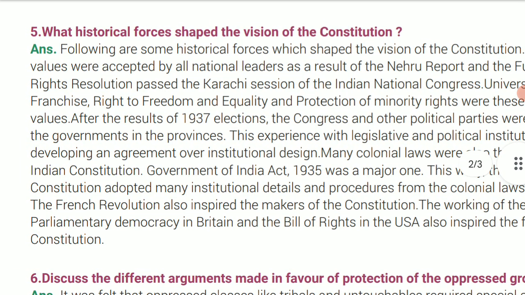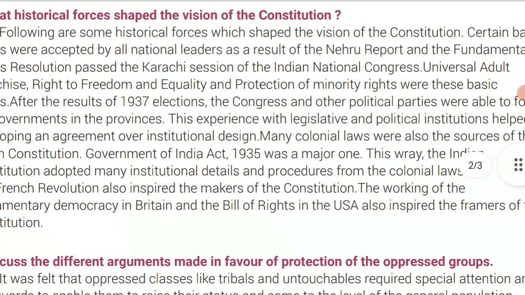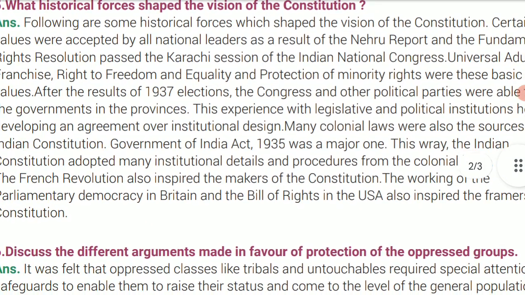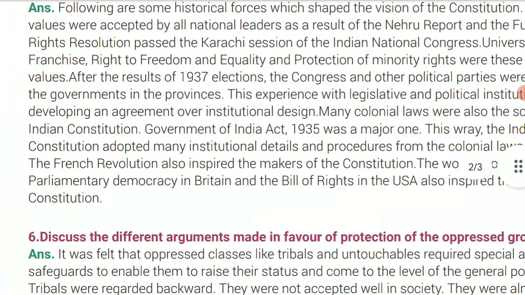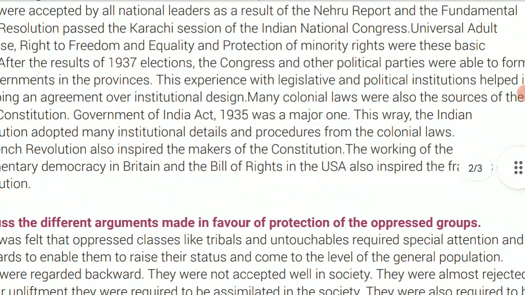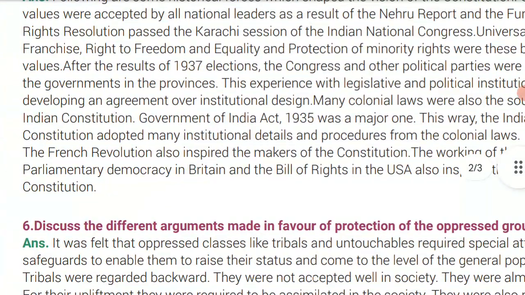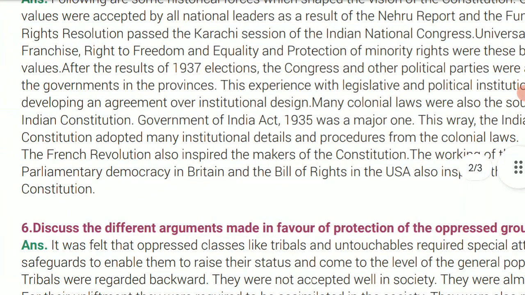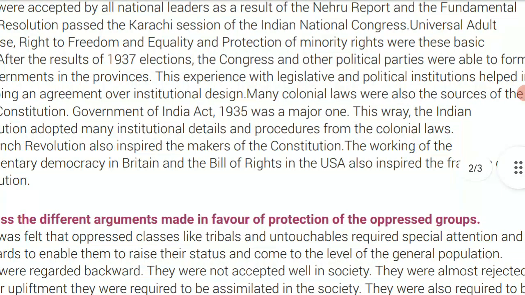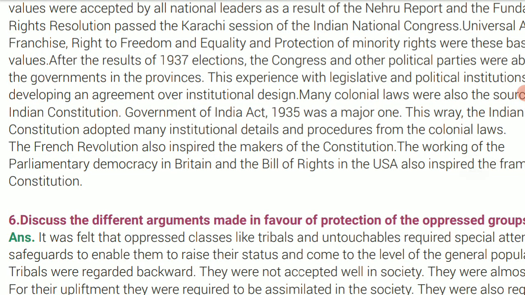After the result of the 1937 election, the Congress and other political parties were able to form governments in the provinces. This experience with legislative and political institutions helped in developing an agreement over institutional design. Many colonial laws were also a source of the Indian constitution. The Government of India Act 1935 was taken almost as it is. This way, the Indian constitution adopted many institutional details and procedures from colonial laws.